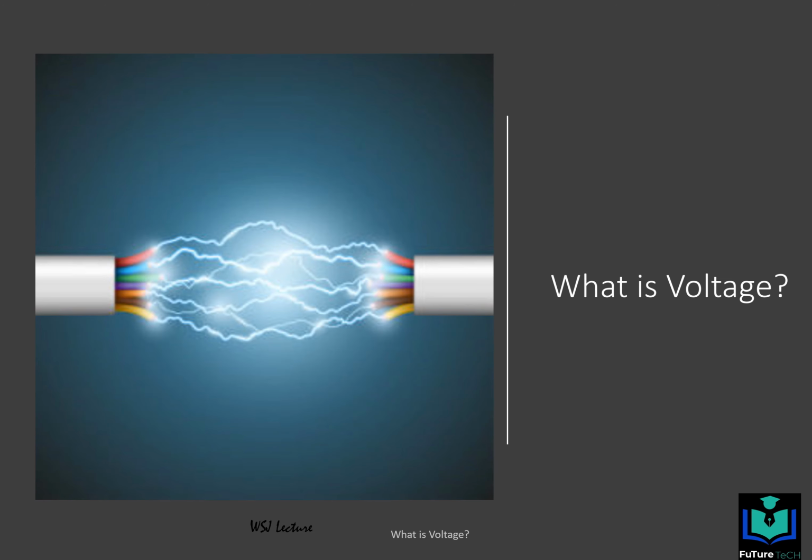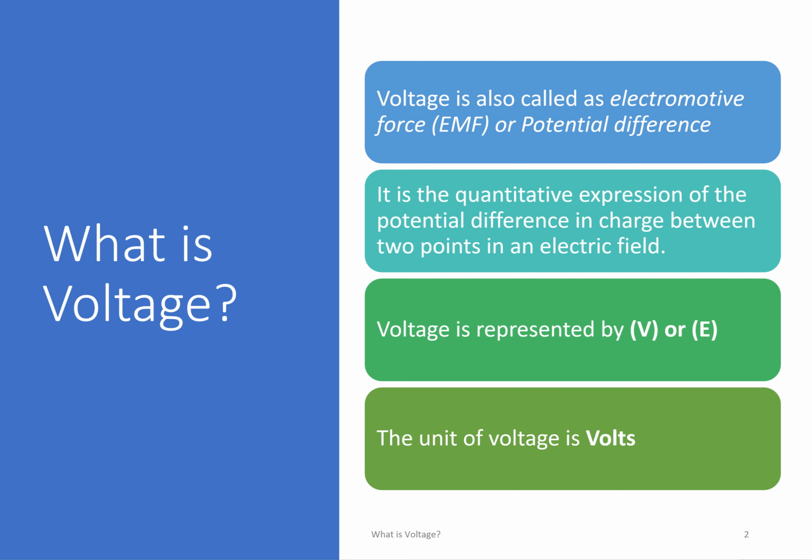Good day. In this video, we are going to learn about voltage and the different types of voltage. Voltage is also called electromotive force or potential difference. Voltage is the quantitative expression of the potential difference in charge between 2 points in an electric field. That is, voltage or electromotive force is a force which acts on the charged particles and helps the current to flow.